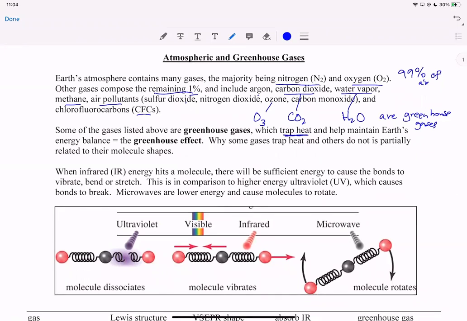And exactly how these gases trap heat is in the molecule shapes, or specifically the bonds, okay? And so what happens is we have this natural energy balance, which is called the greenhouse effect. The sun sends energy, the earth reflects it out, and some of the energy that is sent to us from the sun is trapped in the atmosphere, and that's a good thing.